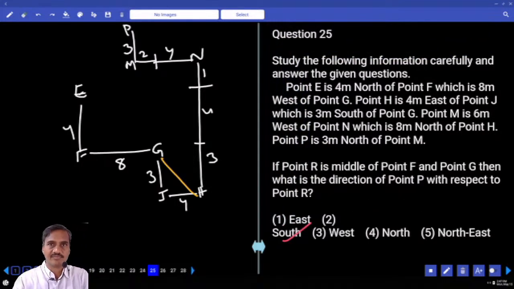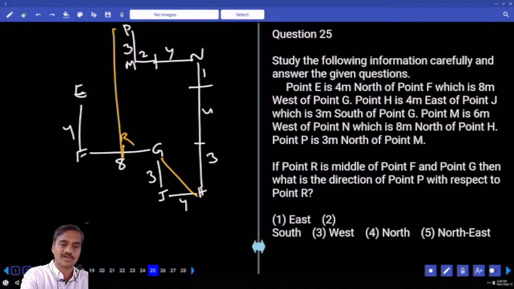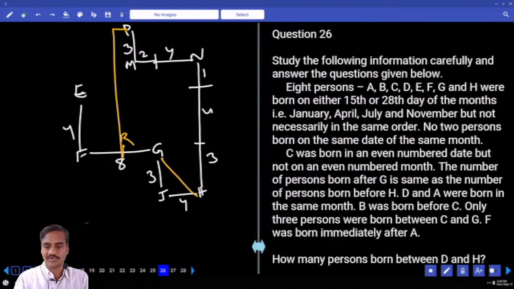Then 25, if R is the middle of F and G. Where is this R? If R is exactly between F and G, R is the midpoint, then what is the direction of P with respect to R? Now in order to reach P from R, north and east, northeast. And northeast is given in the choice for 25.